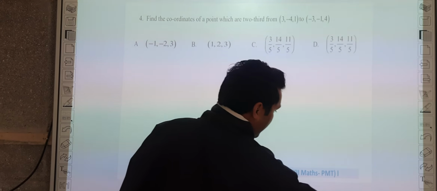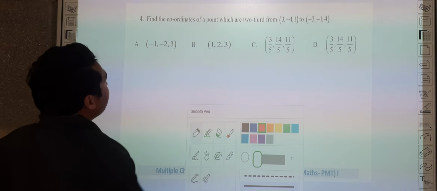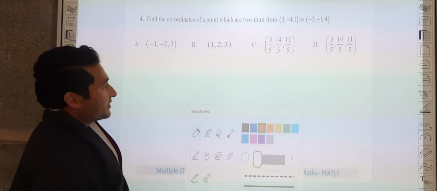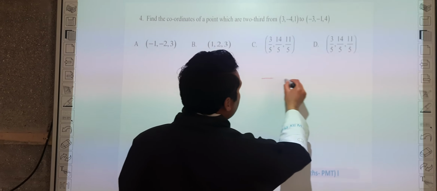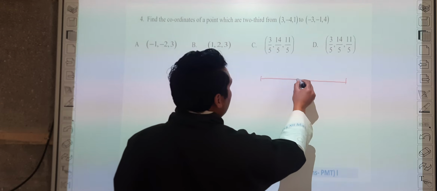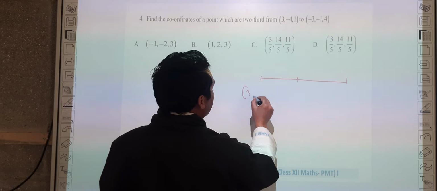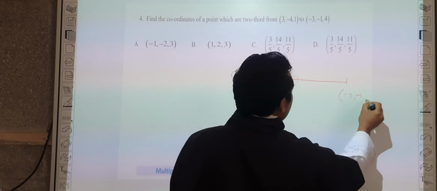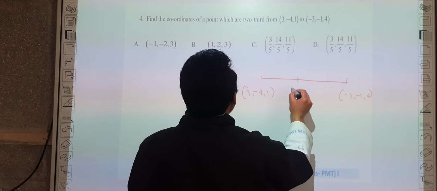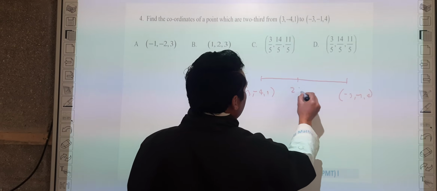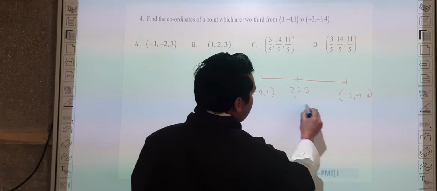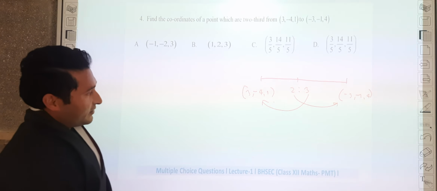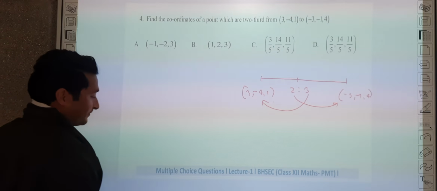Now let us look at the next question. The next question says we have to find the coordinates of the point which divides the two given points in the ratio 2:3. As soon as we have this one, just remember this. We have 2 points, 3, -4, 1, and -3, -1, 4. There's a 2/3, meaning 2 is to 3, right? So this one you have to multiply this side, and this one you have to multiply this side, as we have seen in our notes with m1, m2.